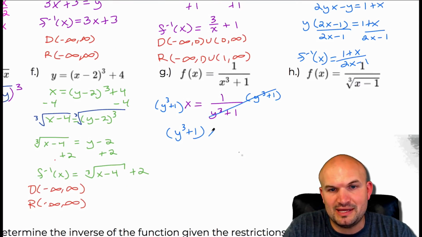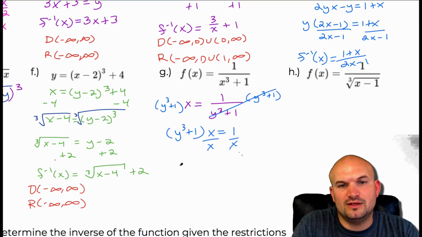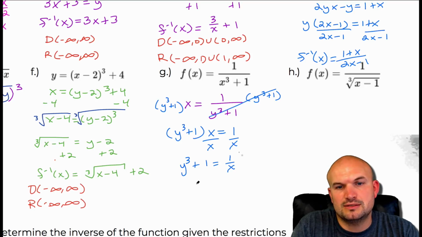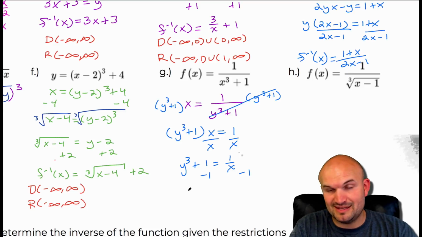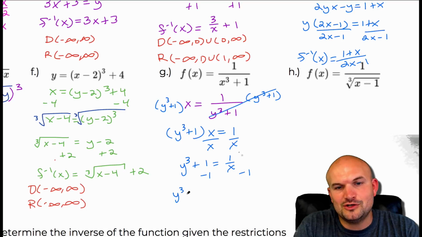It's being multiplied by that x, but if I just want to solve for that, all I need to do to isolate my y is divide by x. So let's divide by x. Then I don't need the parentheses anymore. y cubed plus 1 equals 1 over x. Subtract 1, subtract 1. Oops, I'm not done yet. I was getting so quick and fast. So then I have y cubed equals 1 over x minus 1.